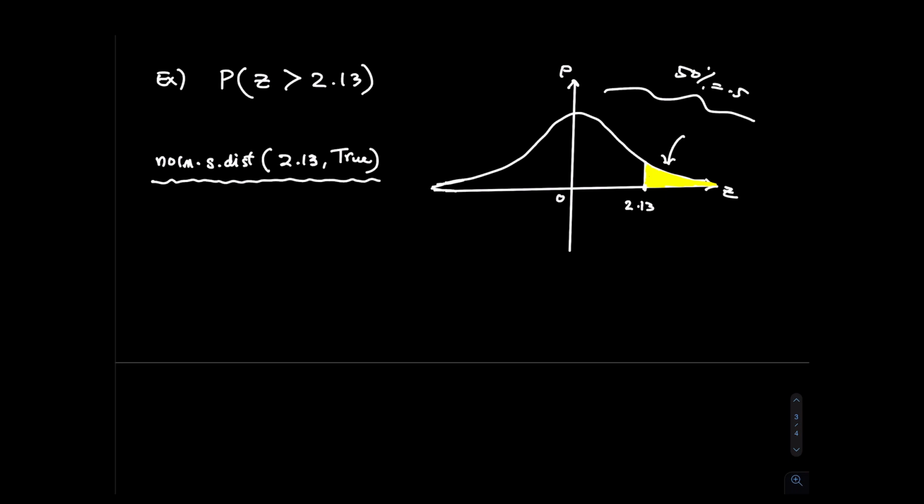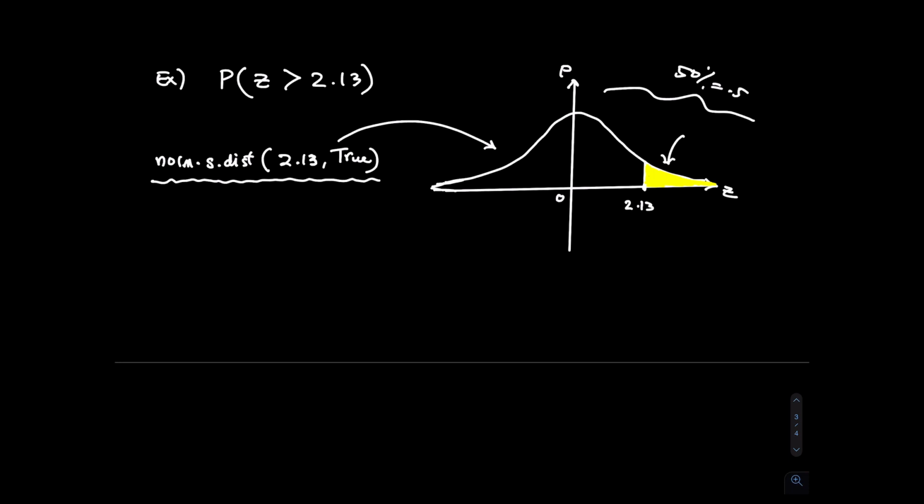Remember, what does Excel like to naturally give? It always wants to give the bottom area, or get the bottom area to do the calculations for you. So if you just type norm.s.dist of 2.13 true, Excel is going to come back and give you the area to the left of 2.13, because that's the natural area Excel wants to give out. But that's not what you want. You want the top area.